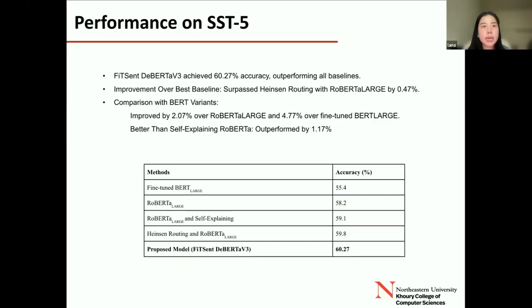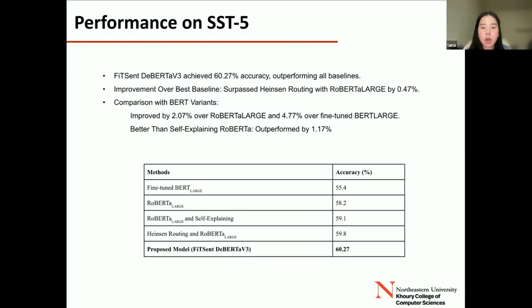And comparing to the other variants of BERT, such as RoBERTa large or a fine-tuned BERT large, the proposed model shows an improvement of 2%, 2.07%, and 4.77% respectively. And I think this result really highlights the strength of the DeBERTaV3 architecture for NLP tasks overall and the sentiment classification task specifically.